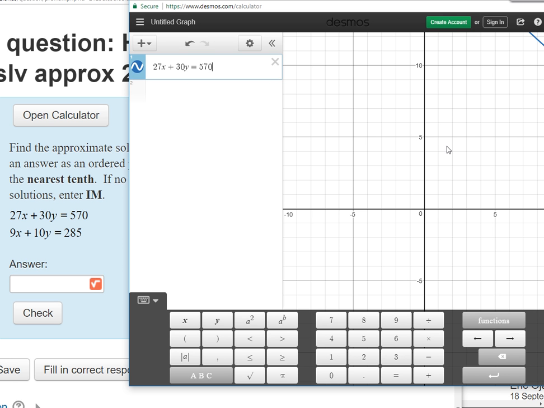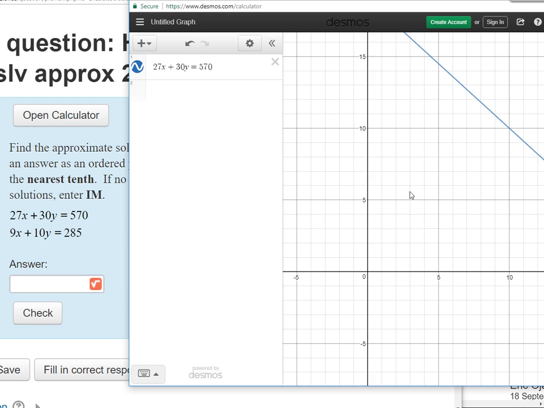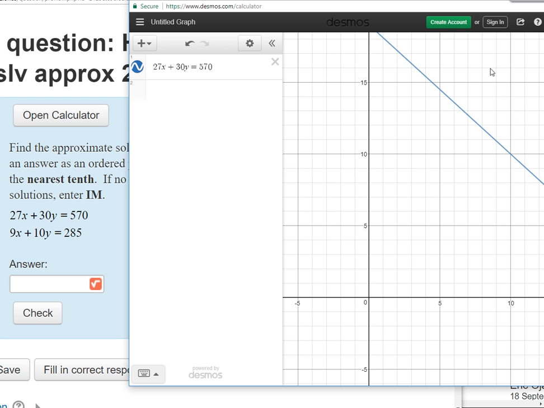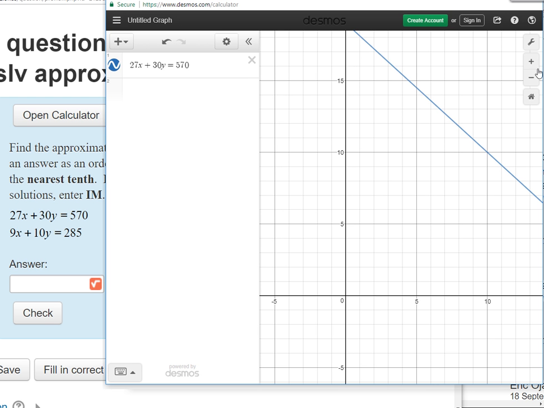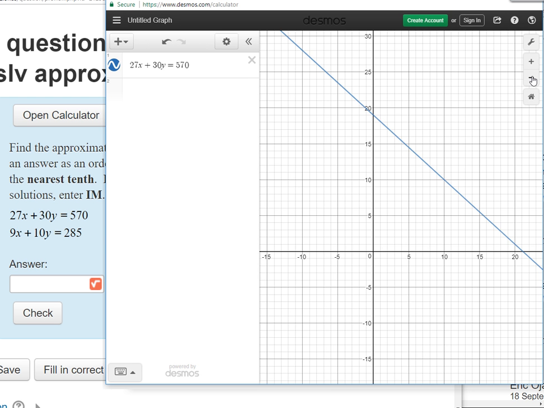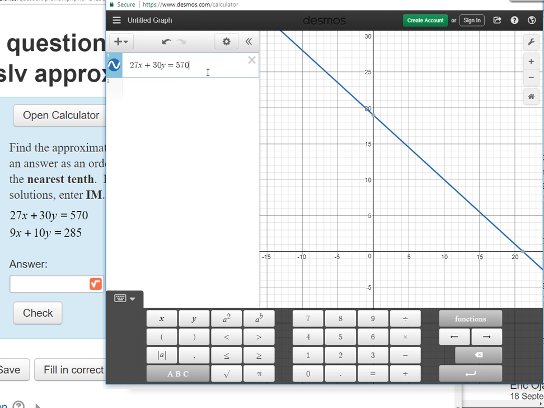Okay, now I don't see that very well. So on Desmos, it's really easy to find it. All I've got to do is I can drag the XY plane around if I want to make things a little bit bigger. Or I want to zoom out, I can just zoom out like that. Right? No big deal. Okay, let's go down to the next line, and let's do the other one. 9x plus 10y equals 285.